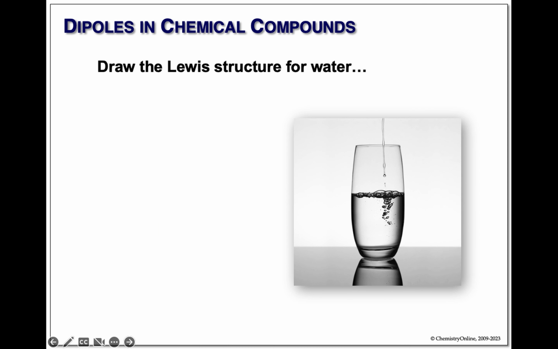Let's start off by constructing the Lewis structure. Oxygen is in group 6. It will have 6 valence electrons. Hydrogen, group 1, 1 valence electron. We need 2 electrons per bond, so let's just stick them in like this. We'll convert these into dash bonds, and that's our Lewis structure for water.